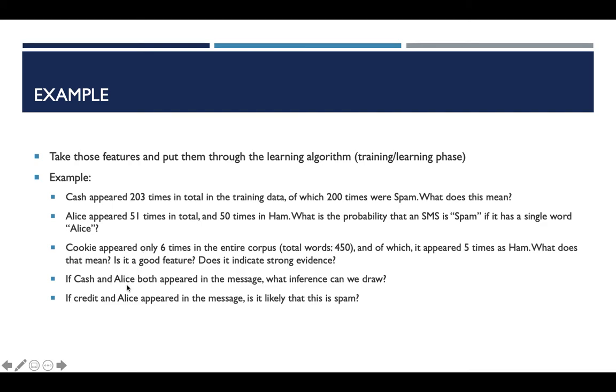And then we've also got some other questions. If cash and Alice both appear in the message, what inference can we draw? You can use that as something to think about: what inference do we draw if both of those show up in the message? And then if credit and Alice appear in the message, does that mean it's likely to be spam? Things to think about.